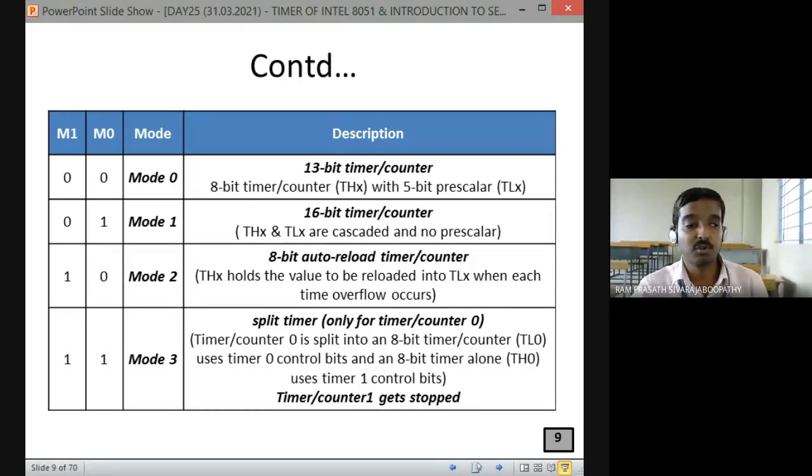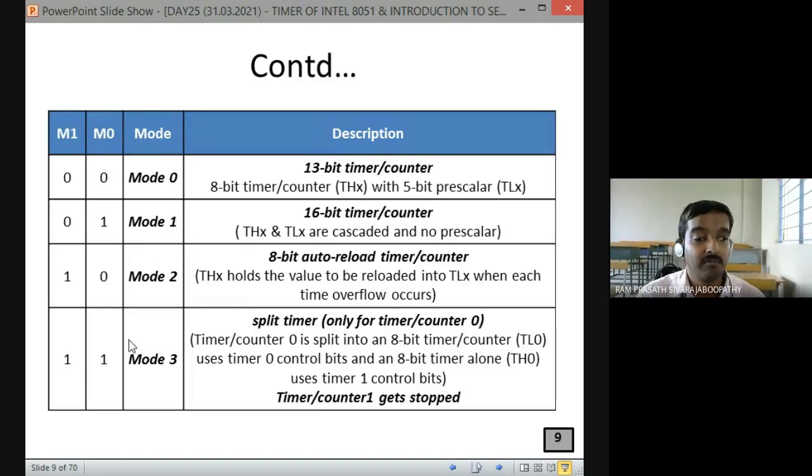If I choose 0, 0, what does mode 0 mean? It is a 13-bit timer/counter. Even though we have a 16-bit count register, in mode 0 it is going to operate as a 13-bit timer/counter. How 13-bit? It works as an 8-bit timer/counter with a 5-bit prescaler. I will explain in detail in a later slide. As of now, what we have to know is that mode 0 operation means a 13-bit timer/counter, or you can say an 8-bit timer/counter with a 5-bit prescaler. That's the meaning of that.